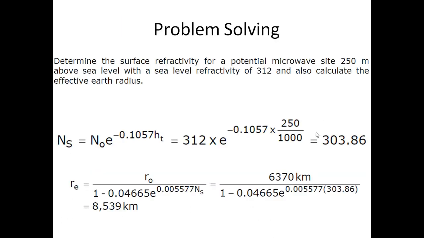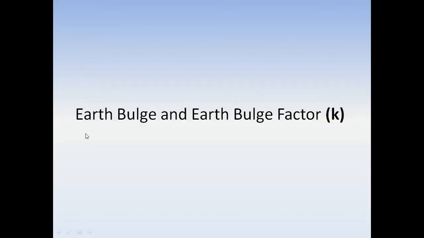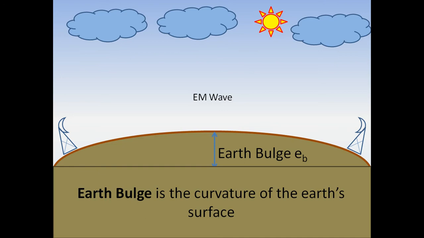I think tama naman. Tumama naman tayo sa sagot natin. Okay? So, next parameter is called the Earth Bulge and Earth Bulge Factor, or yung K. O yun yung Earth Bulge Factor. Okay? So, yung Earth Bulge is the curvature of the Earth's radius, no?